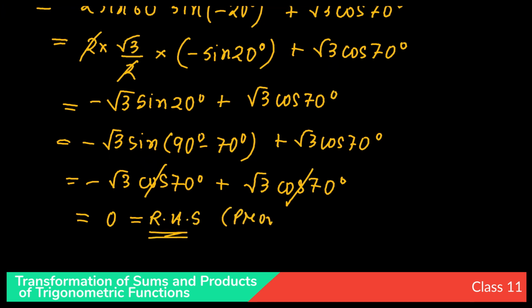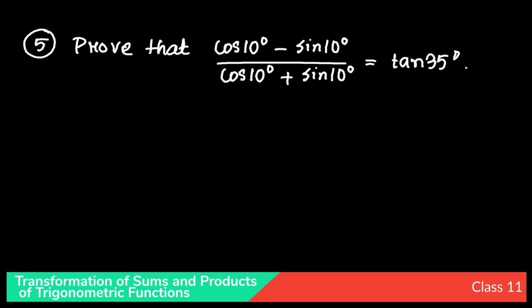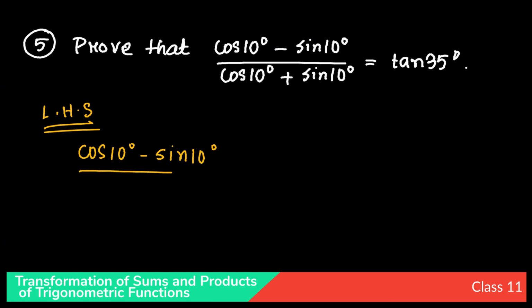Okay, now we move on to our last question of today's class, that is prove that cos 10 degree minus sine 10 degree by cos 10 degree plus sine 10 degree is equal to tan 35 degree. So at first we take the LHS. It is cos 10 degree minus sine 10 degree by cos 10 degree plus sine 10 degree.